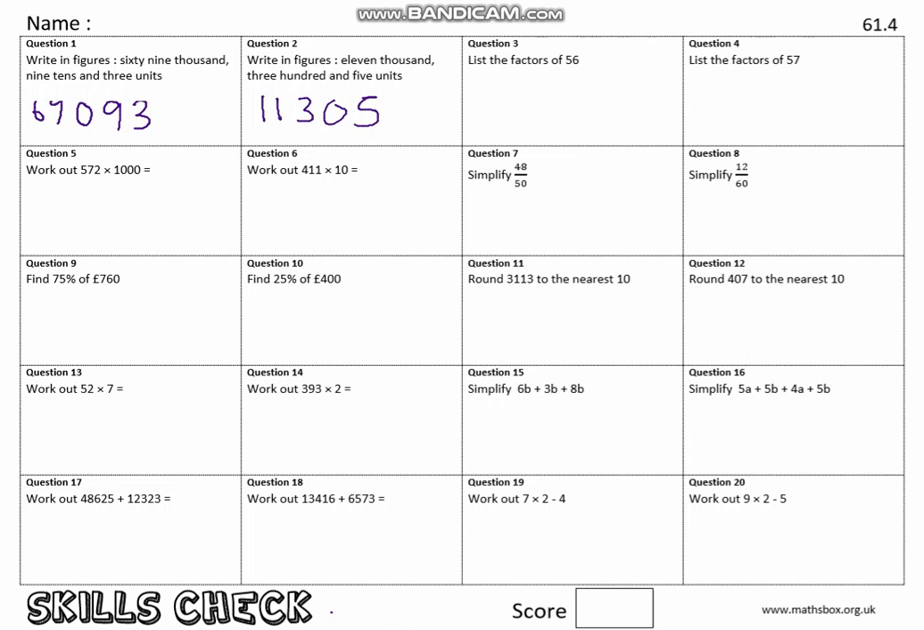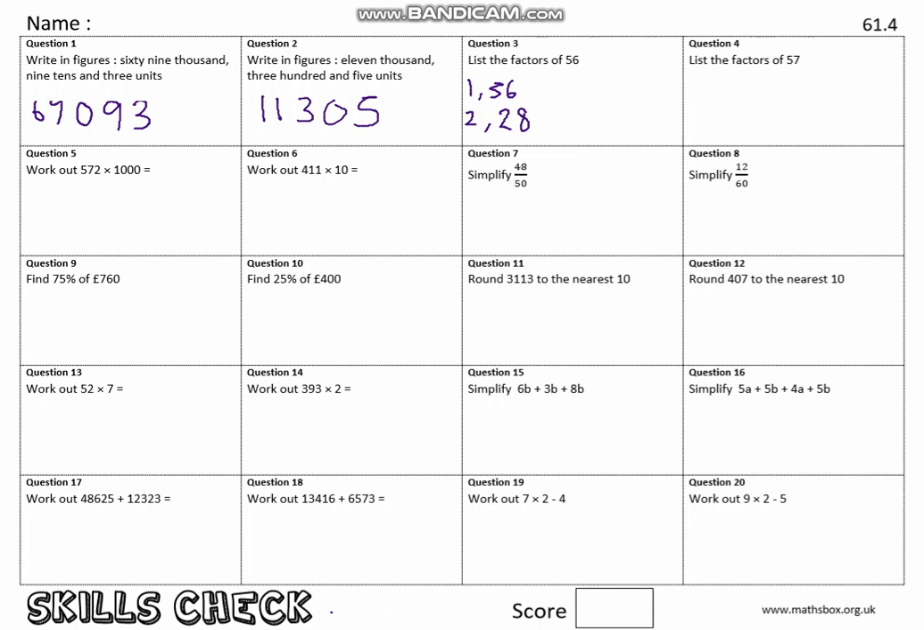Okay, so the next one is listing the factors. So those are kind of pairs of numbers that when you multiply them together, they make this number. So we always start with 1 and 56. Now it's an even number, so we can do 2. So 2 times what equals 56? So that would be 2 times 28.